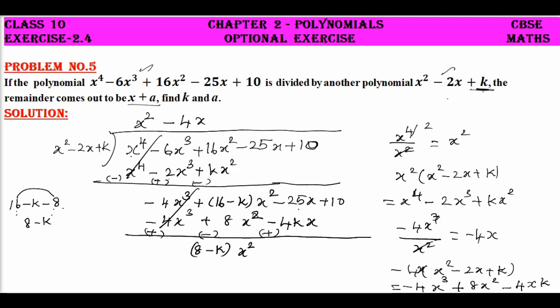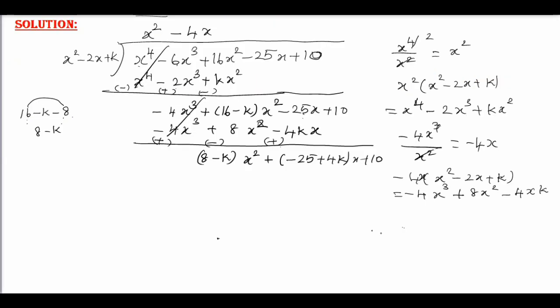And the next term is minus 25 plus 4k. So it is plus minus 25 plus 4k into x plus 10. Okay, now let me find the next part of the quotient. So I'll divide 8 minus k into x square by x square. That gives me 8 minus k. So this is the next term of the quotient, plus 8 minus k.